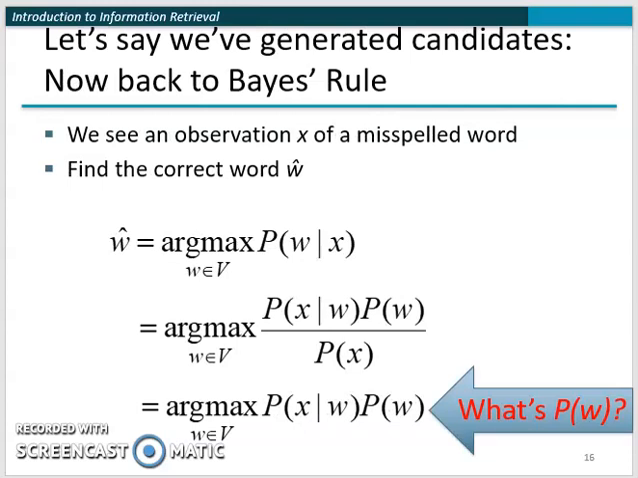So now we have generated the candidates, but now we need to know which of these candidates are more likely to be the correct words. And for that, we need to go back to the noisy channel model and the language model. So now we'll study these two probabilities separately. We'll see how we can get these probabilities.